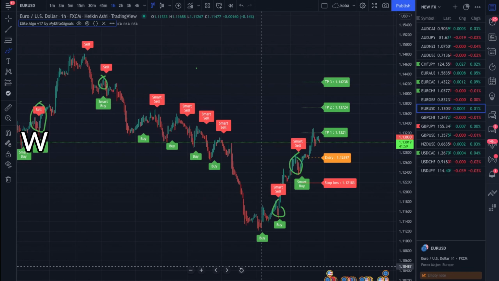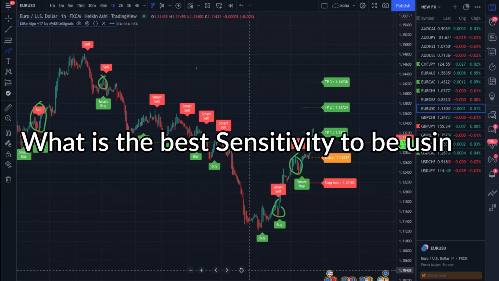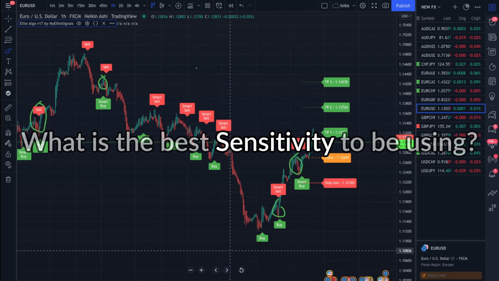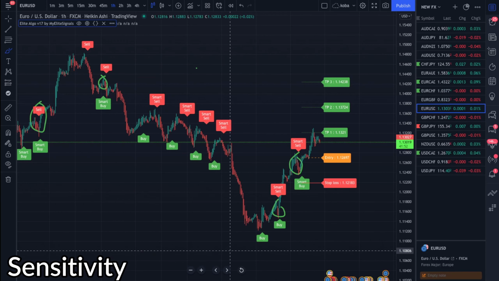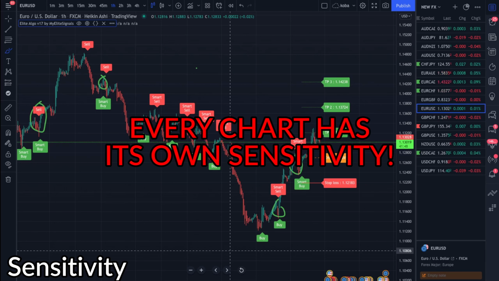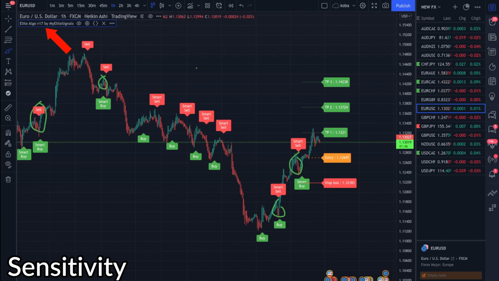Now let's talk about what is the best sensitivity to be using on a chart, guys. Before we get started with this, I just want to let you guys know, and you guys need to understand this: every chart is going to have its own sensitivity. So what works for EUR/USD, for example, may not work for USD/CAD or USD/JPY. So you have to make sure that you are using the optimum sensitivity for the chart that you want to be trading.